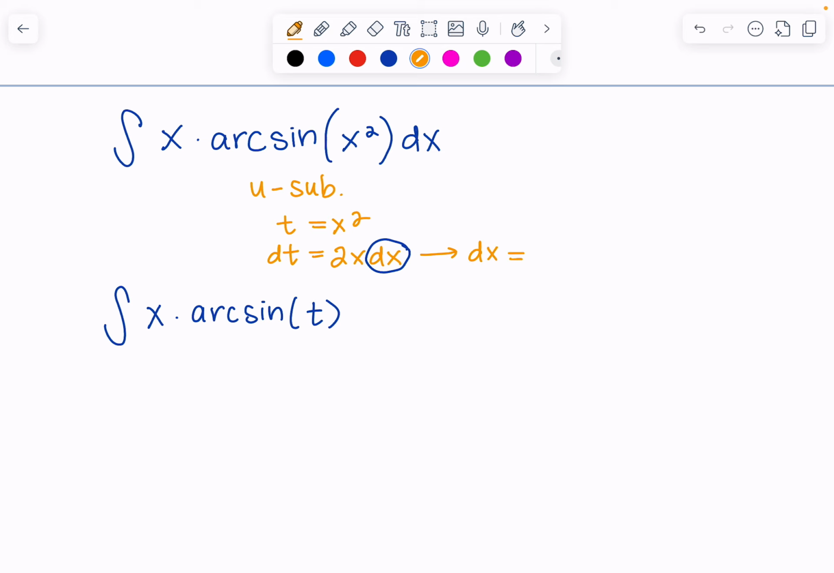So on this one, to get dx by itself, we divide by 2x and we get dx is equal to dt over 2x, and we're going to substitute that instead. So hopefully you can see we have this right here, we're going to put that in place of dx instead. So what that looks like is times dt over 2x.